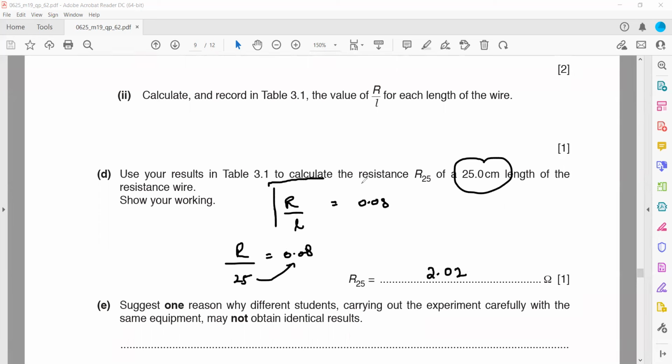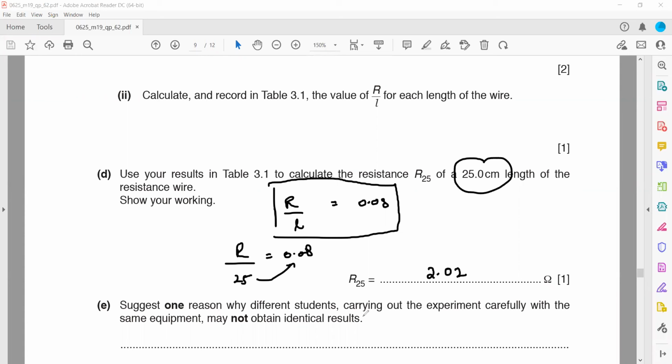Because the last column R by L is constant. So R divided by L is always 0.08 according to the table. And if the length is 25, it will be 0.08 multiplied by 25. So we'll get the value for resistance.